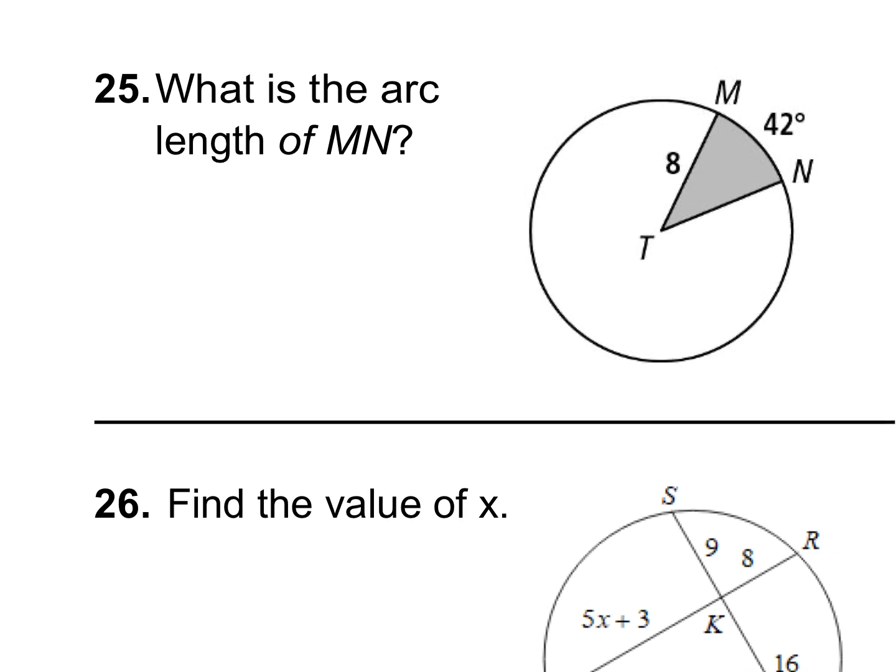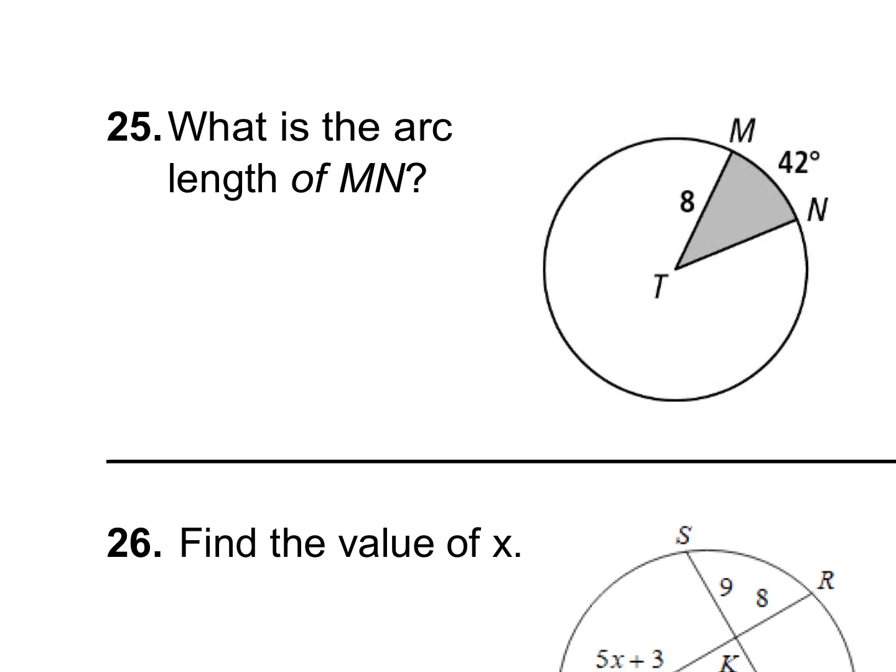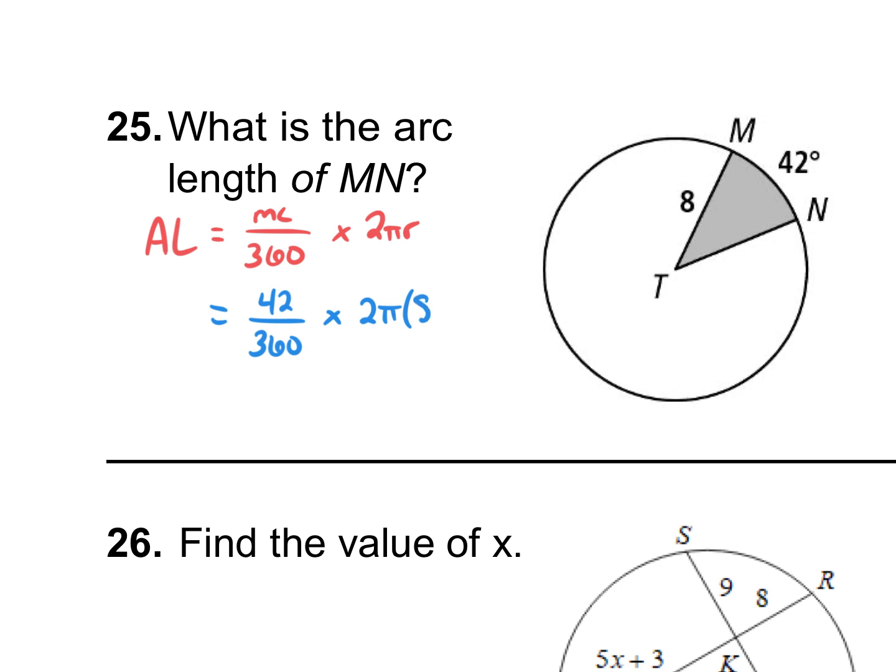This time we're talking about arc length. So this one's very similar to area of a sector, okay, but what's the difference? So we still have the measure of the angle divided by 360 times the circumference. Yep, 2 pi r. Arc length, we're talking about the distance from here to here, so we want to compare that to the circumference. So what is my angle measure? 42 over 360 times 2 pi times 8. And if you type that in your calculator, you should get 5.9, thank you.